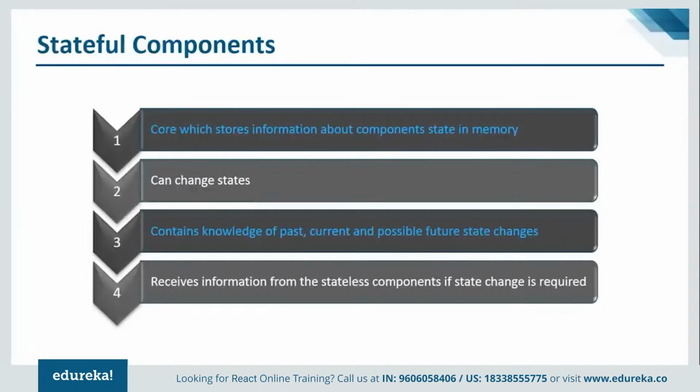Now these components can change the states as well. They contain the knowledge of the past, current and future possible changes in state of the component. In case there is a change in state, they will always receive the information from the stateless components. Thus these components are called the smart or active components.